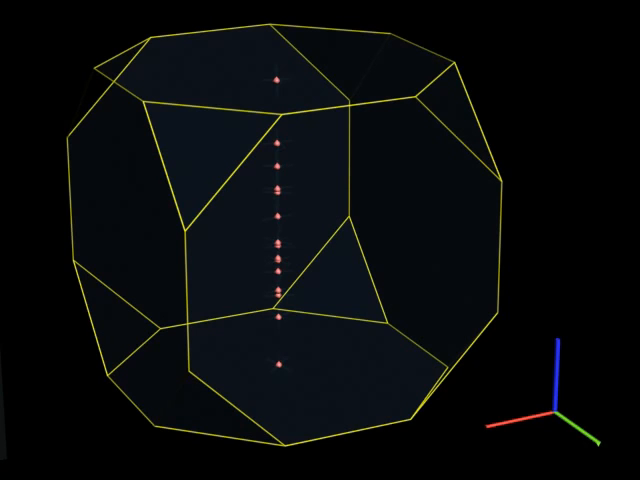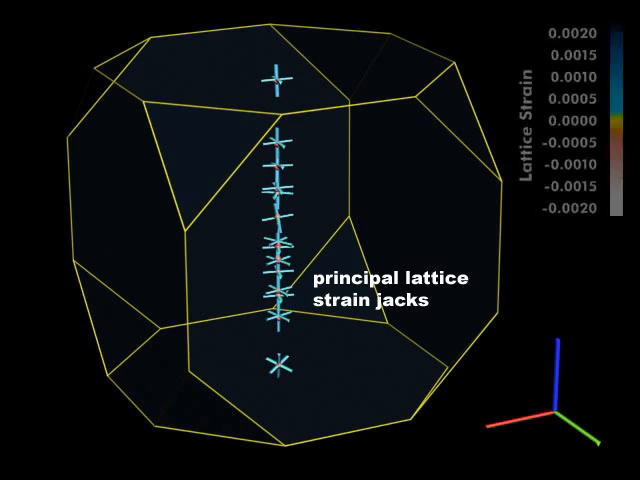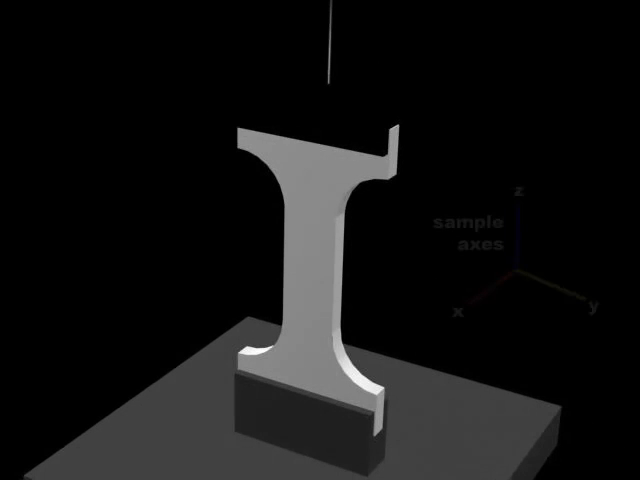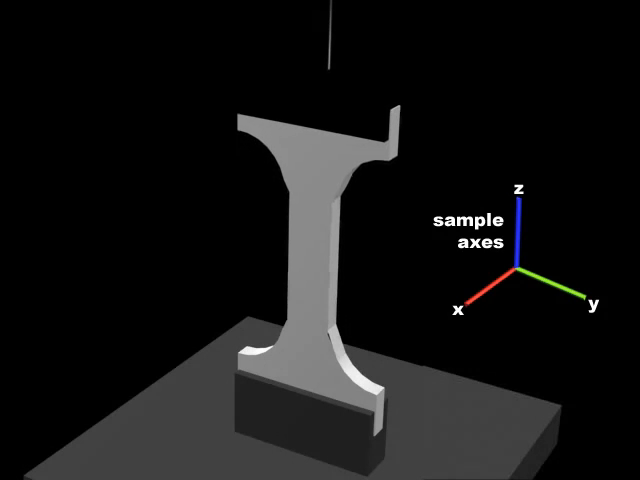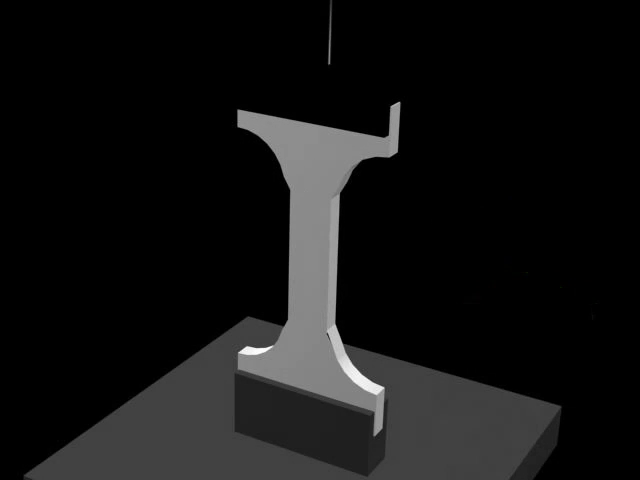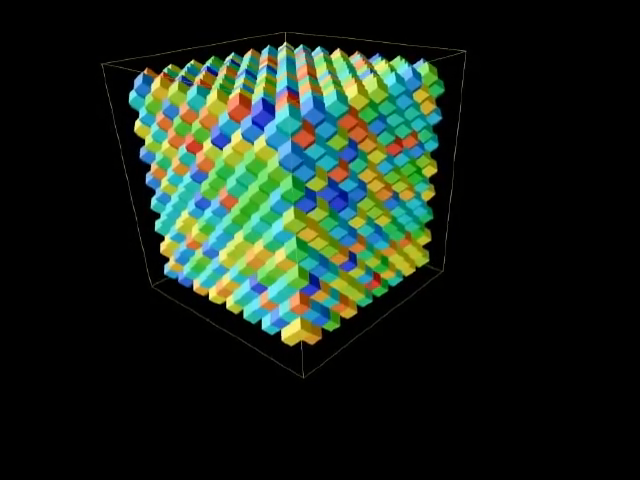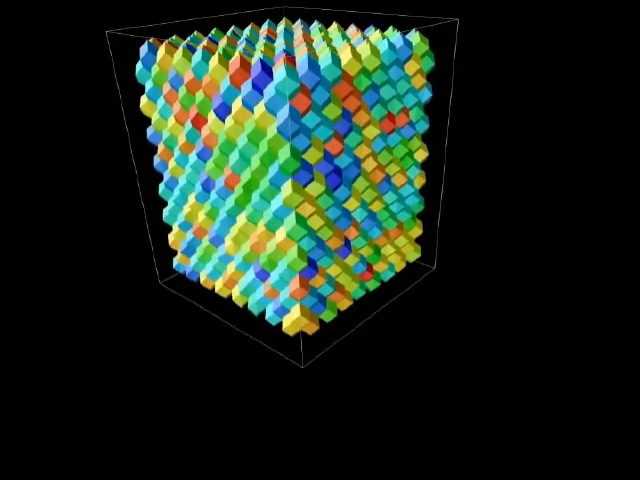On top of the points representing lattice orientations, jacks are plotted. Jacks represent the lattice strain's principal values and directions, or eigenvalues and eigenvectors, at each of these grains. The sample is now put into tension and stretched by about 30%. The simulated volume also stretches, as is evident from the changing shape of the grains. The deformations are predominantly plastic, occurring by crystallographic slip.